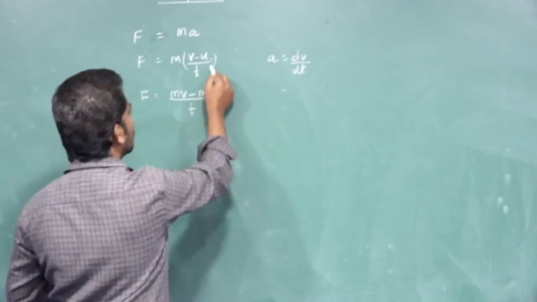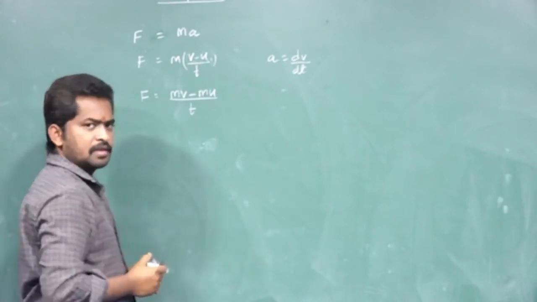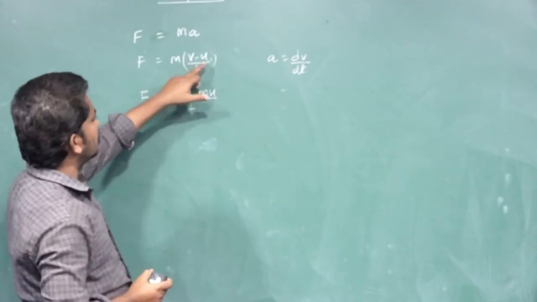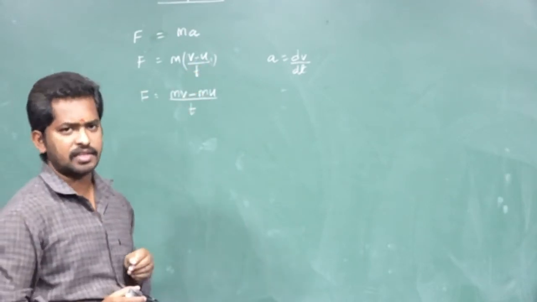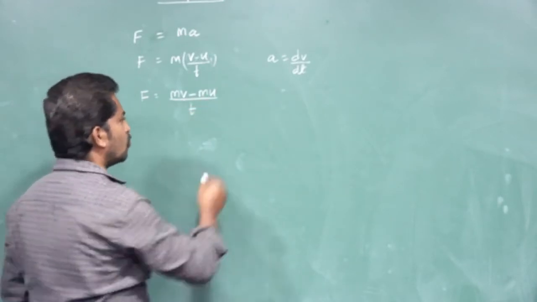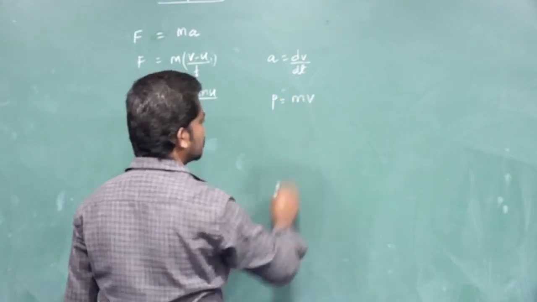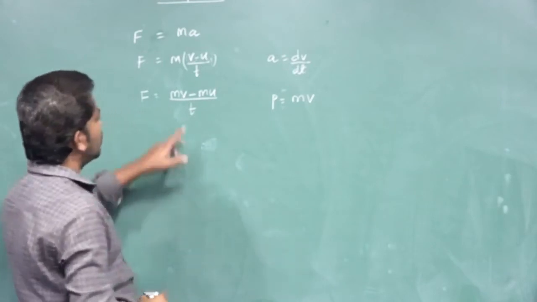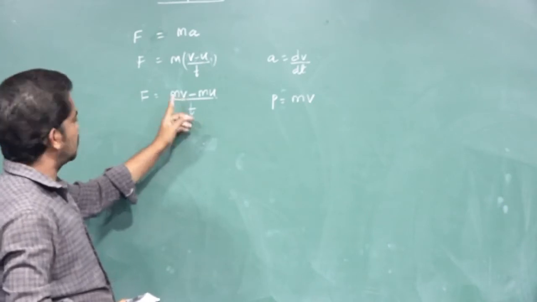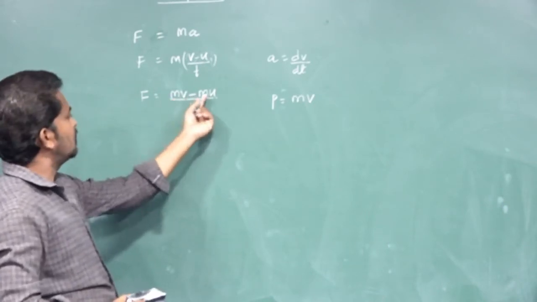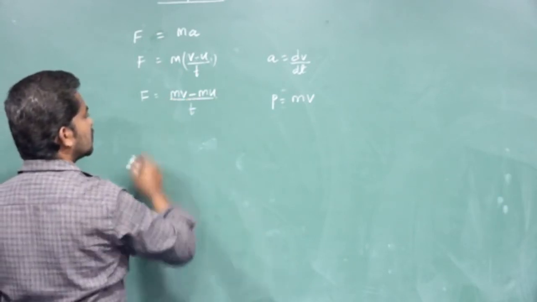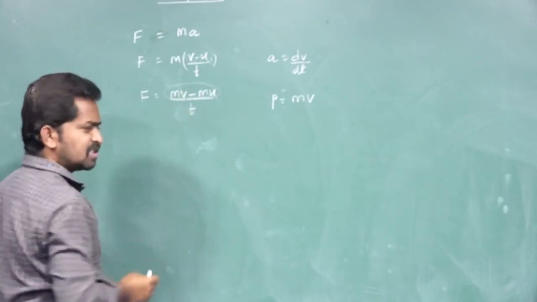Here u is the initial velocity, v is the final velocity. Final velocity minus initial velocity is the change in velocity. v minus u by t, the rate of change of velocity, is called acceleration. Now in mv minus mu, you know well momentum p is equal to mass into velocity. Mass into final velocity is the final momentum of the object. Mass into initial velocity is the initial momentum of the object. So mv minus mu is nothing but the change in momentum.